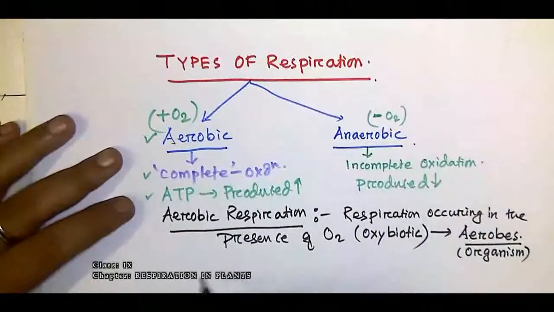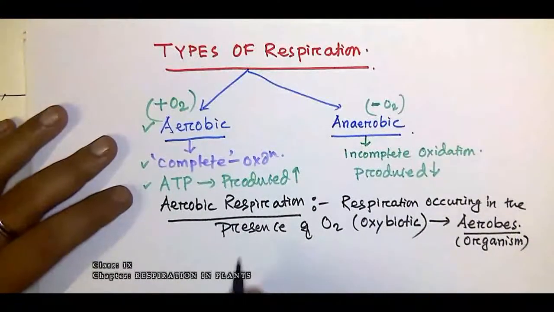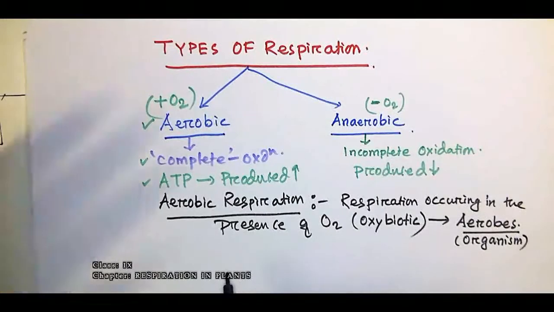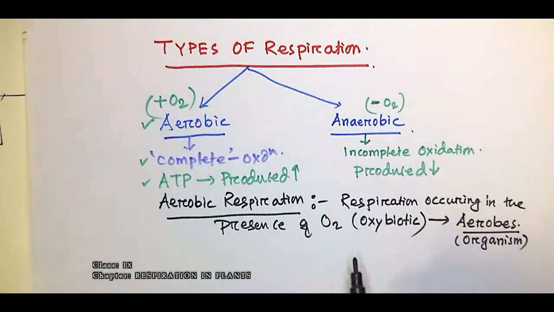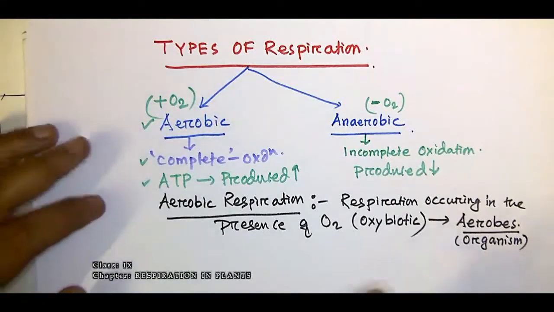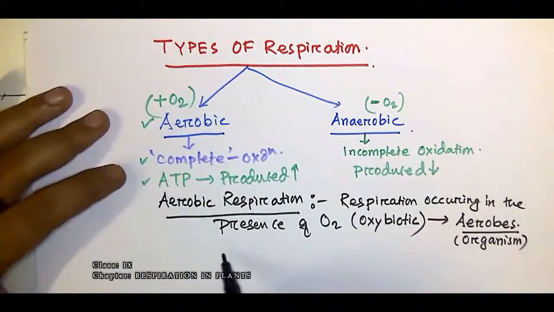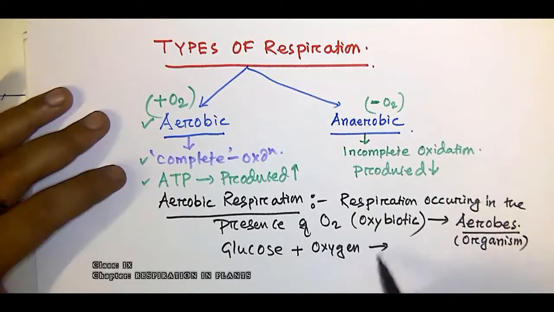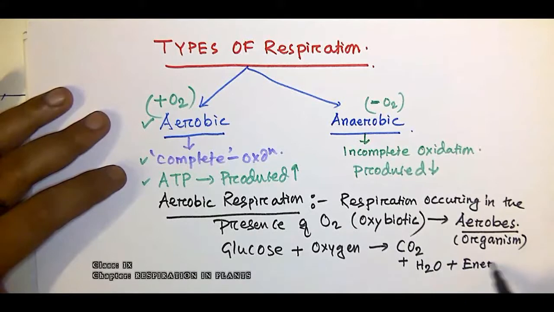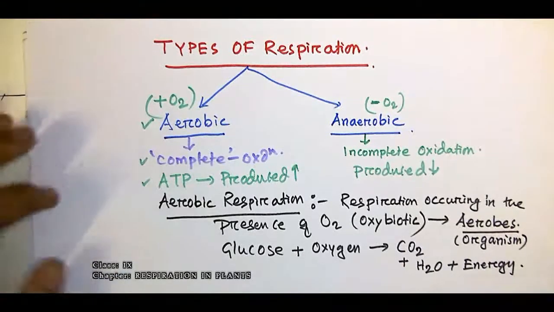Now please make a correction in your textbook. The oxygen is missing in your textbook. I believe it is on page number 67. If you look into your book, you will find the aerobic respiration definition. It might be a printing mistake: it directly shows glucose getting converted to carbon dioxide, water and energy. That is not correct. Glucose will bind with oxygen and eventually produce carbon dioxide and water and release energy. So please do make this correction, right?